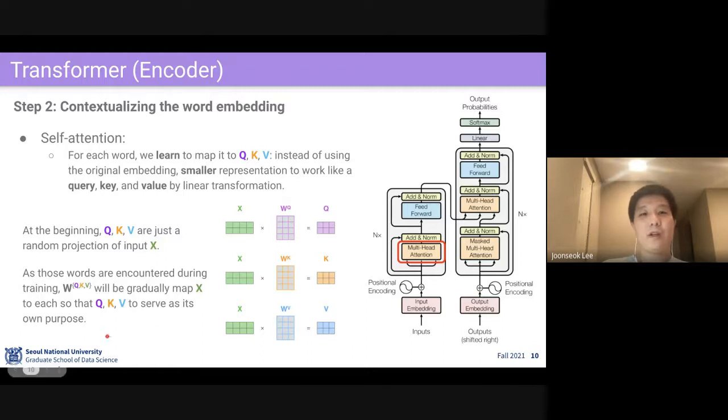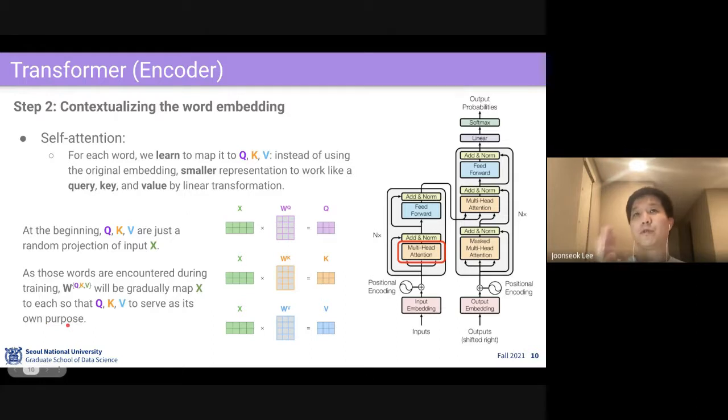Okay? So at the beginning, we are just randomly initializing these W's. So it is also just a random projection. But once we train the model, these W's will be learning how to map the input word embedding to the smaller embedding, which will serve as query or key or as value. They will be slightly different. As those words are encountered during training, these W's will gradually map X to query, key, value vectors to serve their own purposes.